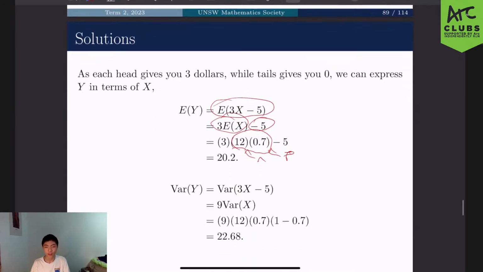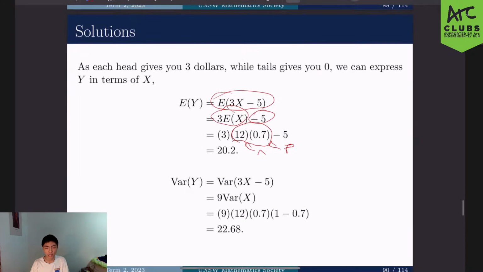Next is the variance. What I want you to understand here is that if we subtract 5, it does not affect the way our spread is arranged around the mean, right? All of the values are still going to move together with the mean. So if we have 3x minus 5, that's fine. We can just ignore it, and we can just take out the 9, which is 3 squared. And then here is the n, p, q. And that gives us the answer of 22.68.